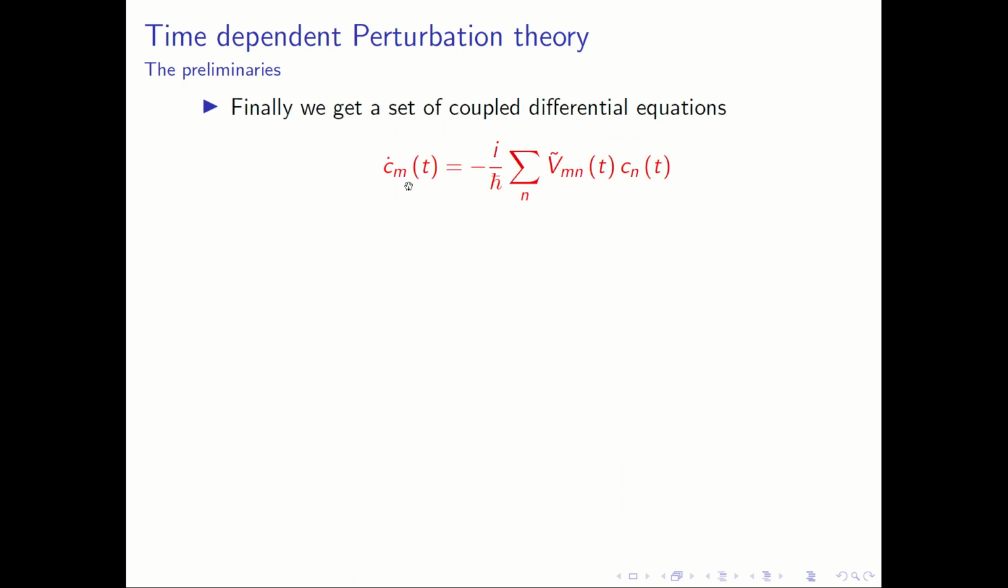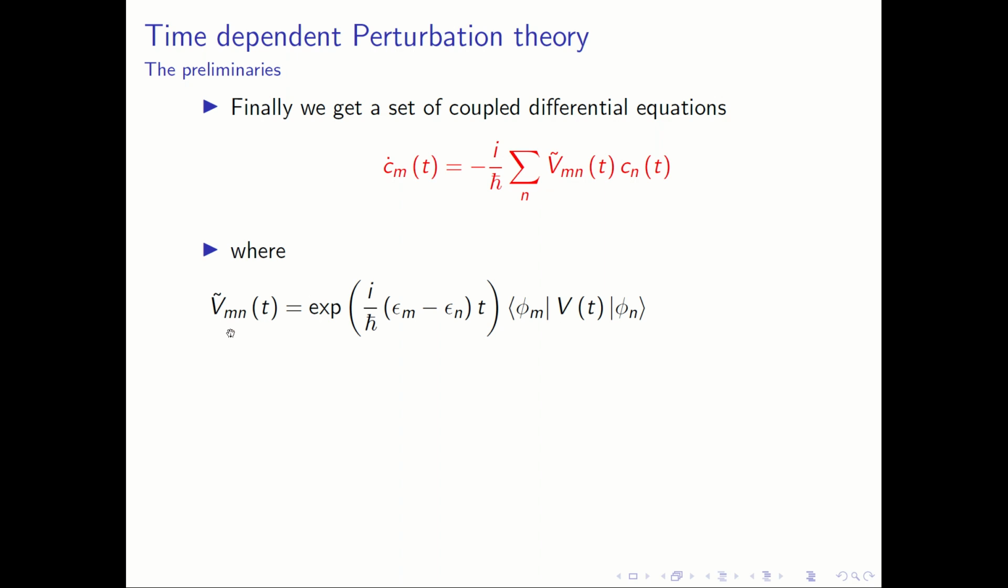And once you take this whole thing, the exponential and the matrix element ⟨φ_m|V(t)|φ_n⟩ together, and call that Ṽ_mn(t), the equation simplifies to this: Ċ_m is equal to minus i/ħ sum over n Ṽ_mn times C_n. Of course, both Ṽ_mn and C_n are functions of time.